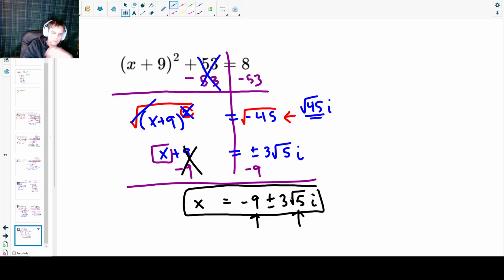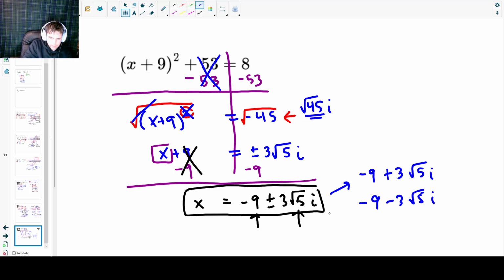This is our solution, or again, solutions, because this does represent two different answers, -9 plus 3 root 5i, and -9 minus 3 root 5i. But again, I'm going to just sort of leave it like this, put a box around it, leave it in this exact form. Don't want to worry about any decimal approximations or anything. Just stop right there. Alrighty.